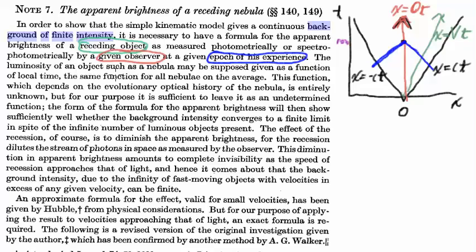The luminosity of an object such as a nebula may be supposed given as a function of local time, the same function for all nebula on the average. Okay. Now, the local time of all the nebula is going to be marked out on this diagram by hyperbolas. c tau squared equals ct squared minus x squared.